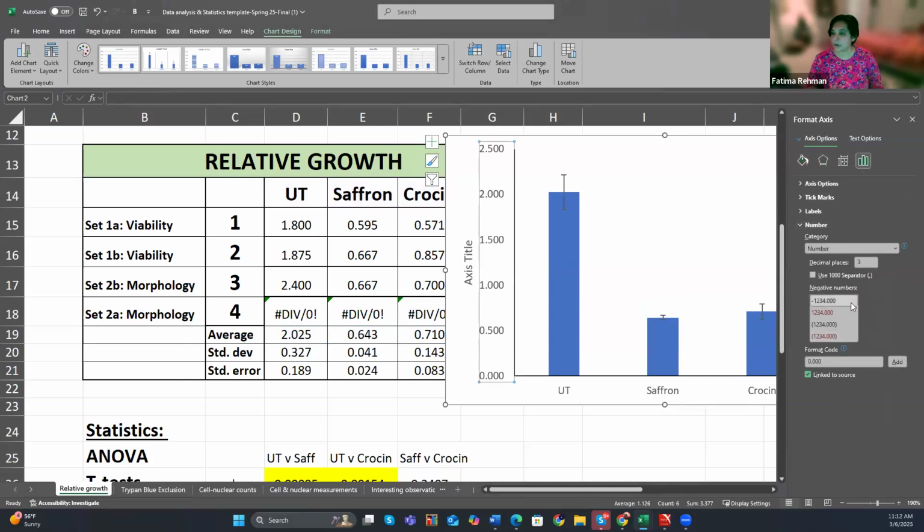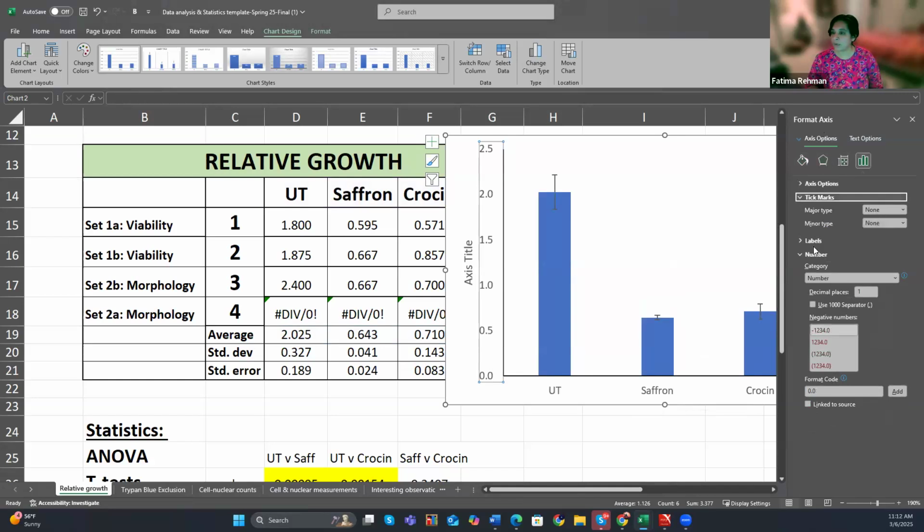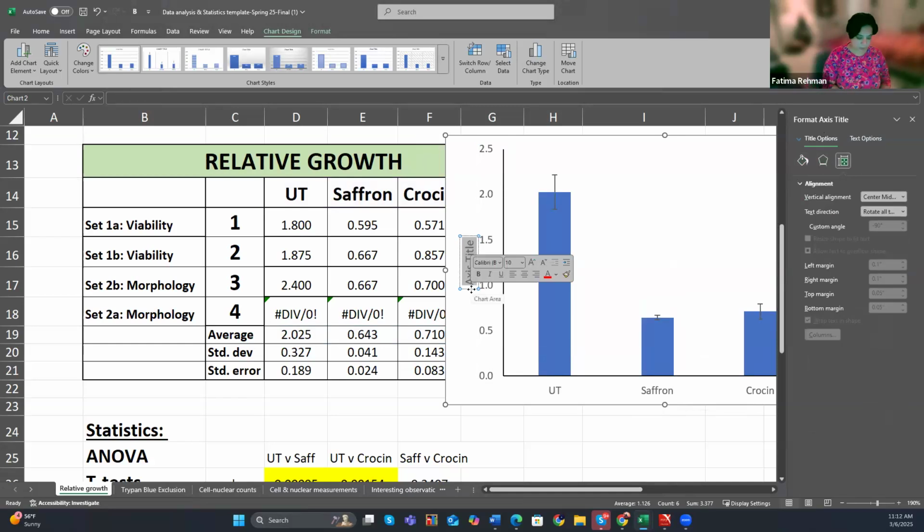Over here, I also want to make sure that the numbers are not so busy. So maybe I just keep 1 decimal point now, right? And if you wanted to, you could put tick marks or labels or something else. This one is going to be my average relative growth, right, between the samples.